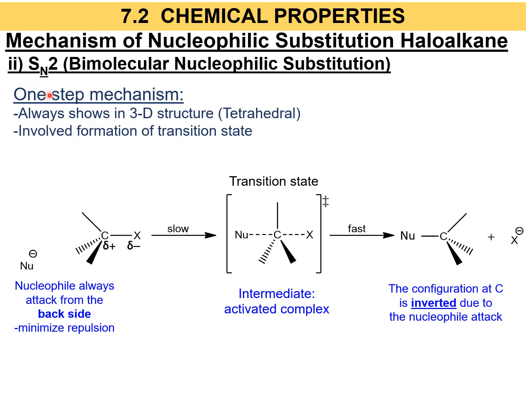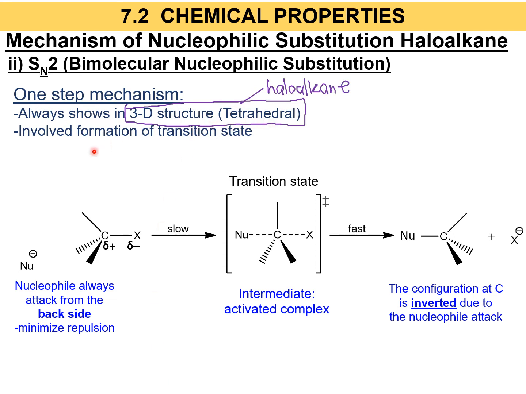Alright, so let's start with SN2 mechanism. So basically SN2 mechanism is a one-step mechanism. So this whole thing is actually SN2 mechanism and it is one-step mechanism. Alright, so you need to always show the mechanism in three-dimensional structure and kena in tetrahedral. So this one, they actually mention about how you draw your haloalkane. It must be 3D structure and must be tetrahedral.